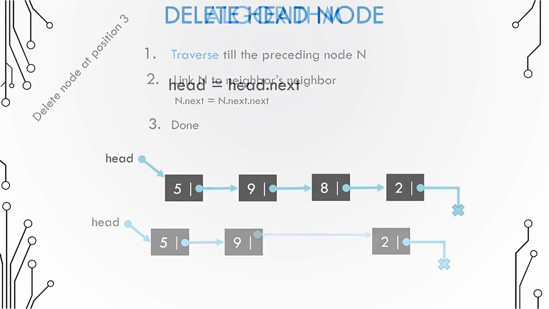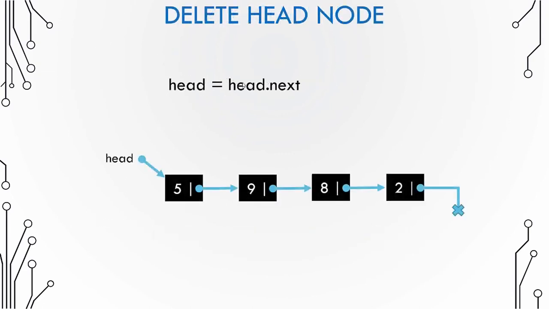Easy, right? Now what if you have to delete the head node? How would you do it? Head node is the first node. Well, it's quite simple. You just move the head pointer to point to the next node. So this statement will do the same thing. If you write head equals head.next, it means that head will shift to pointing to the next element.